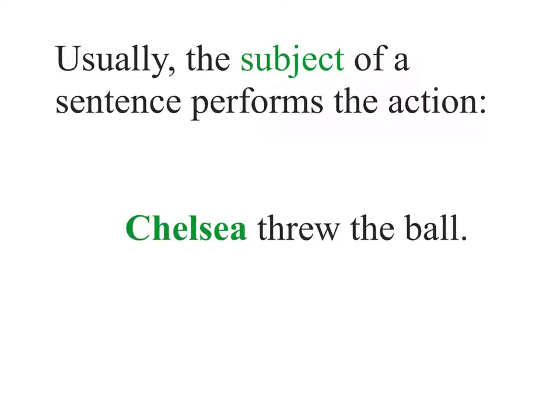Okay, under normal circumstances, the subject of the sentence performs the action. So in this sentence, for example, Chelsea threw the ball. Chelsea is the subject, and she is doing something. She is not passive, she is active. She is throwing.